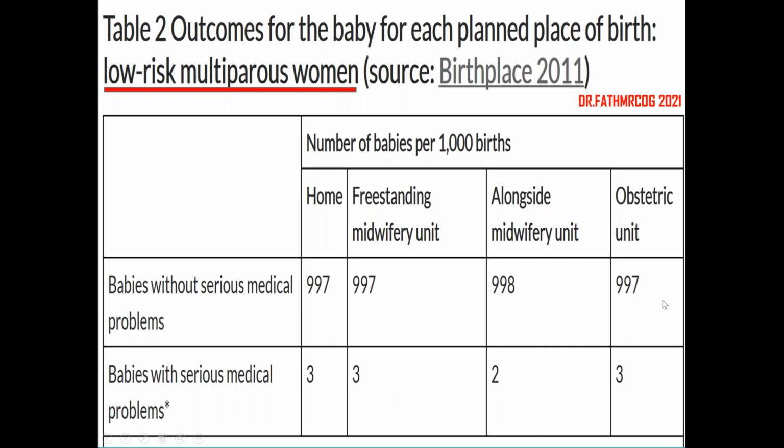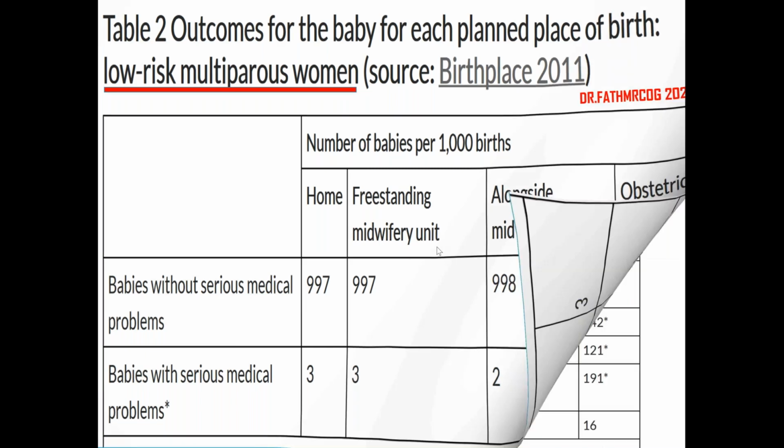Here there is no difference between the four settings for birth: home, freestanding midwifery, alongside midwifery, or obstetric unit. It is the same. Here is the same finding. And if the baby has a serious medical problem, the outcome is the same. So there is no difference in the case of low risk multiparous women, the same whether the baby has a serious medical problem or not.